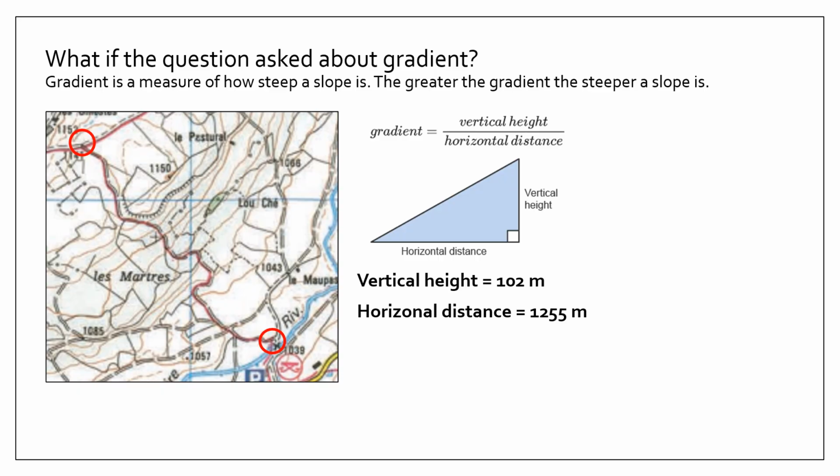So if I return to this formula, I know my vertical height is 102. I know my horizontal distance is 1,255. So if I divide those, I get 0.813. But for a gradient, I need to write it as a percentage. So times 0.813 by 100. And that gives me an answer of 8.1%. So please, if you're unsure how to do that, just rewatch the video and try again.